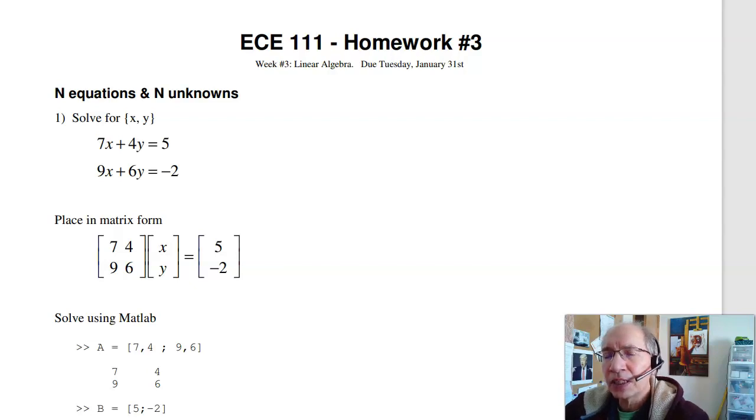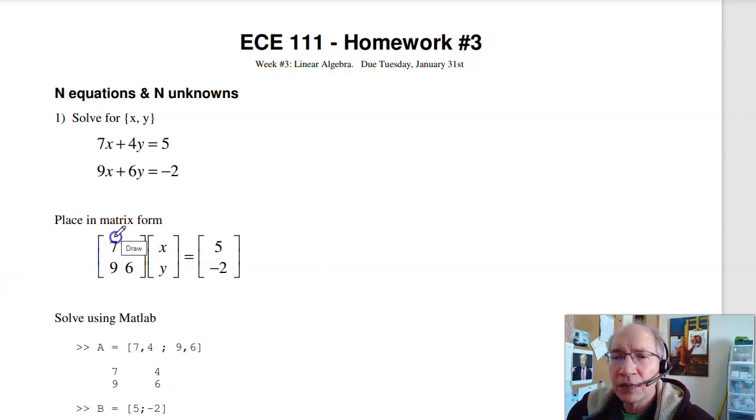The trick then is to put it into matrix form. So the way matrix works, this is a 2 by 2 matrix times a 2 by 1. When you multiply, the first element is times x, the second element is times y. So what I like doing, just as a reminder to myself, is this first column is times x, the second column is times y. So what this means is that 7x plus 4y equals 5, 9x plus 6y equals minus 2. That's these two equations.